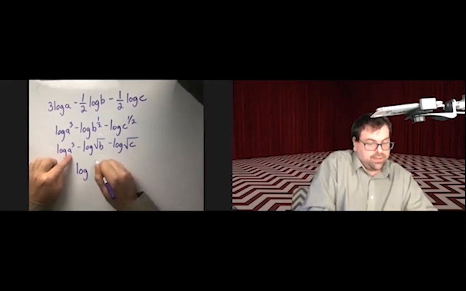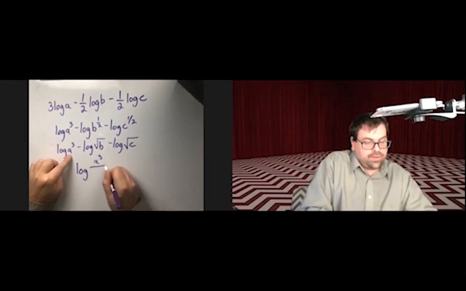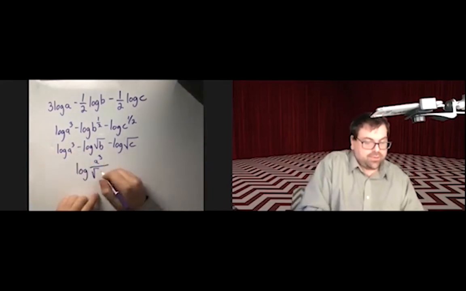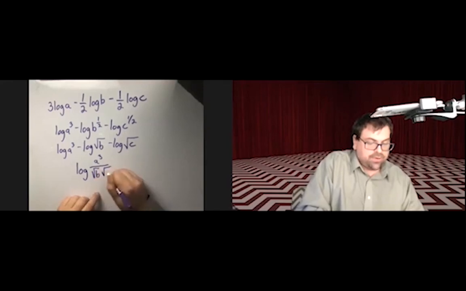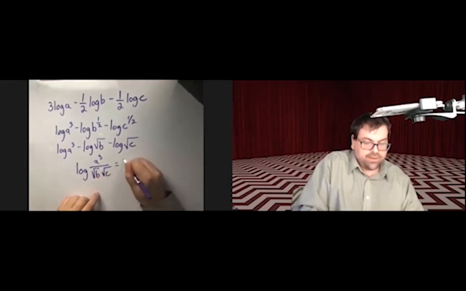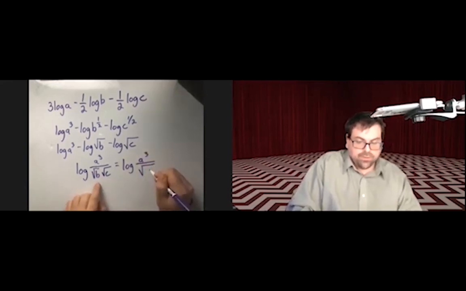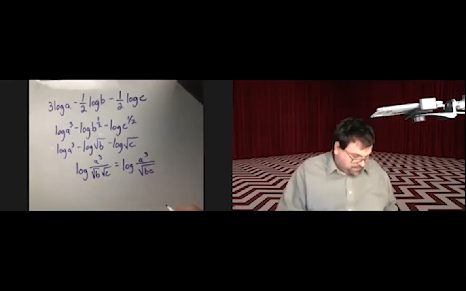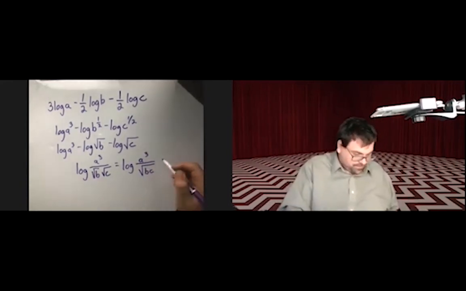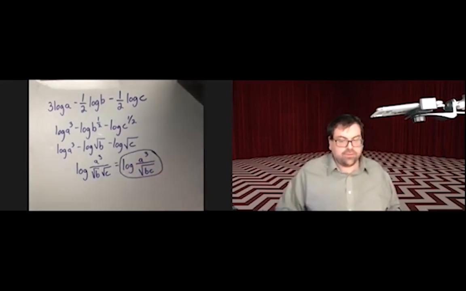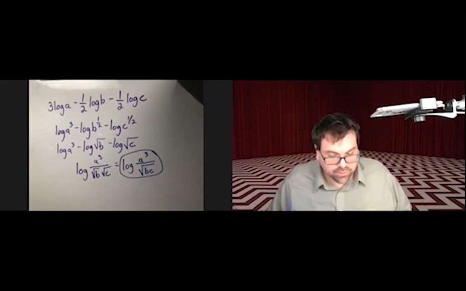So the log of a cubed over, because they're both subtracted, they both end up on the bottom, square root of b times square root of c. Square root times square root, we can combine. Log of a cubed over square root of bc.